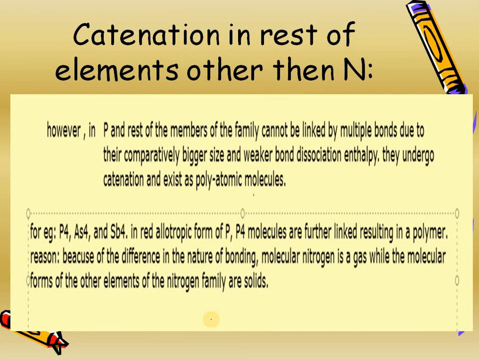So now the rest of the elements of the nitrogen family, phosphorus and the rest, cannot be linked by multiple bonds due to the bigger size and weak dissociation enthalpies. They undergo catenation but exist as polyatomic molecules via single bonds. For example, phosphorus forms P4, arsenic forms As4 and antimony forms Sb4. So P4 exists in a red allotropic form. P4 molecules are further linked to make a polymer.